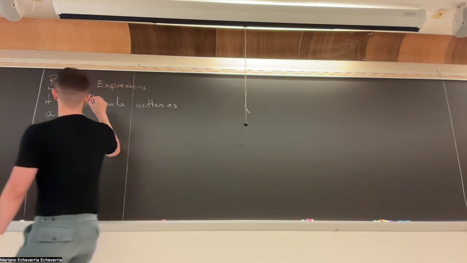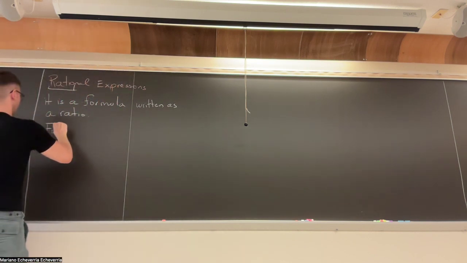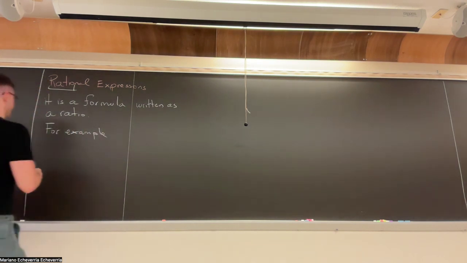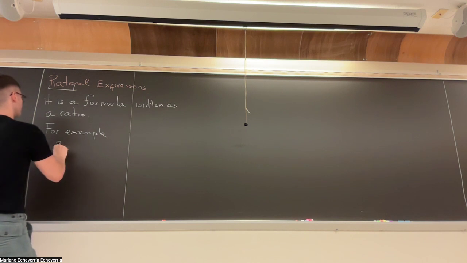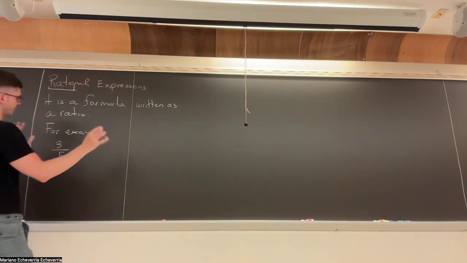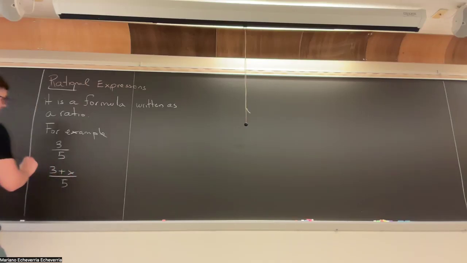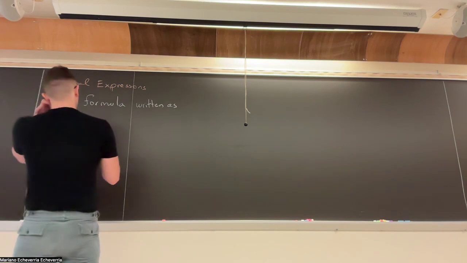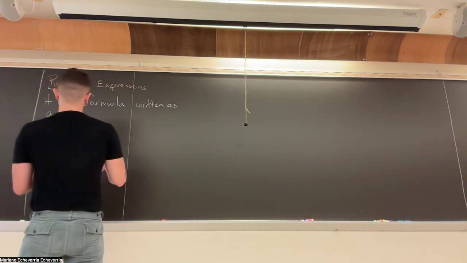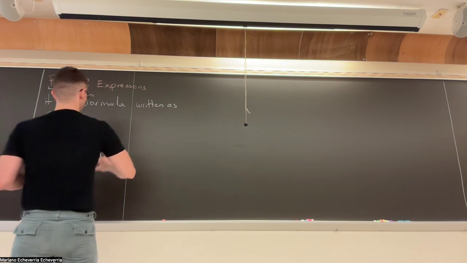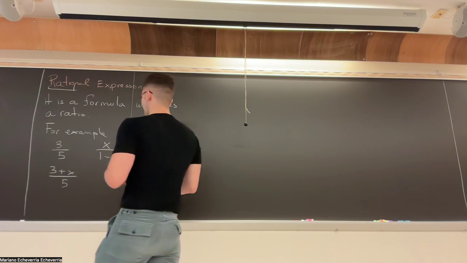So for example, let's do some examples. Basically anything that you could write as a ratio, like 3/5, is a very simple rational expression that's not as interesting for us. What's a little bit more interesting is when it starts depending on x. So you could write something like 3 plus x over 5. That is a rational expression. Both the numerator and the denominator can depend on x. So you could have x over 1 minus x. That's also a rational expression.